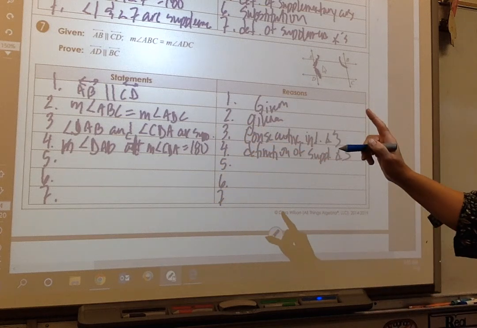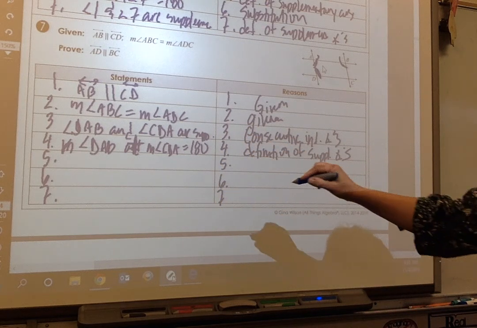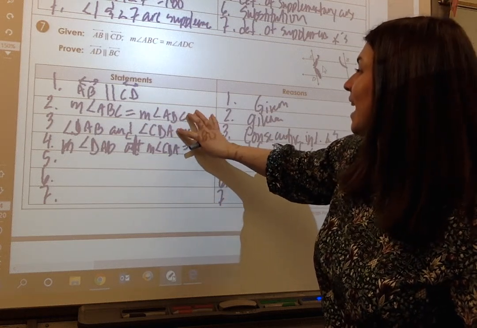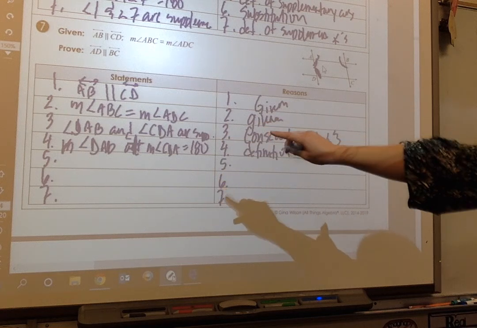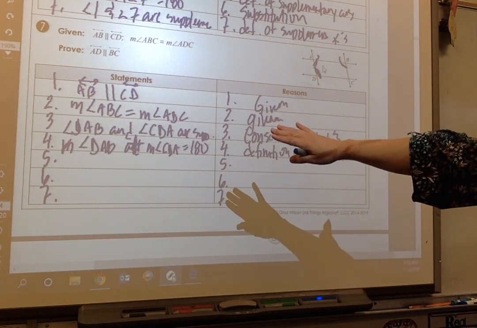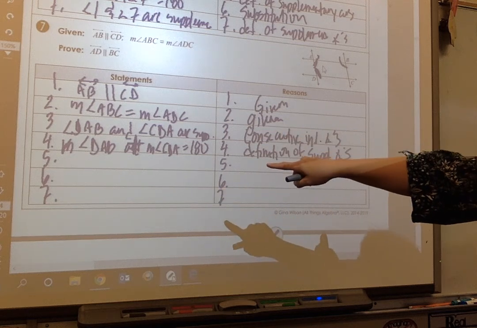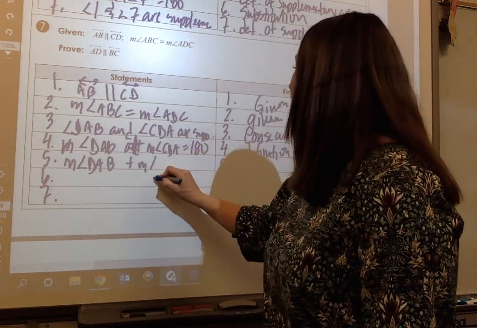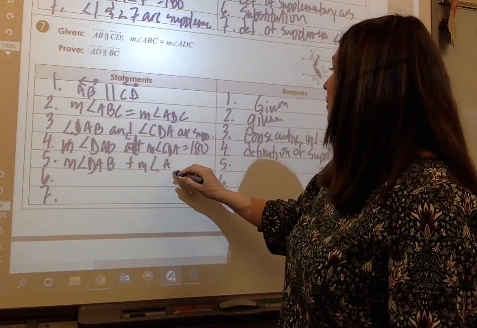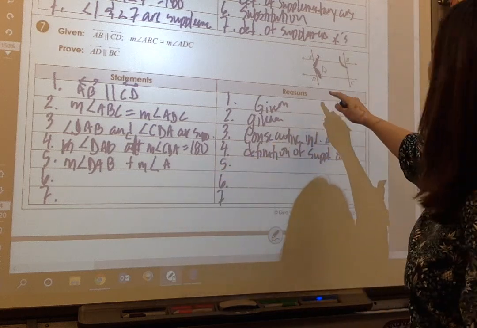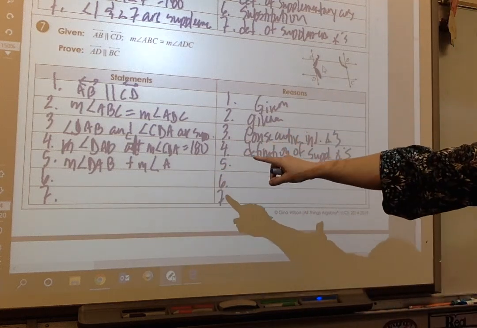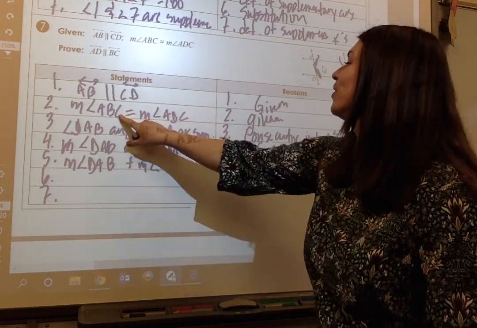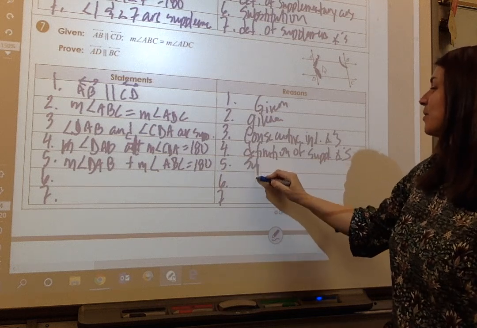Okay, so on number 5, I am going to substitute ADC, and DAB I'm keeping. I'm sorry, I can't read my writing. I'm substituting ADC for ABC. So now I can say the measurement of angle DAB plus the measurement of angle ABC, sorry, is equal to 180. There I go, because I'm substituting in these guys. There it is. Substitution.